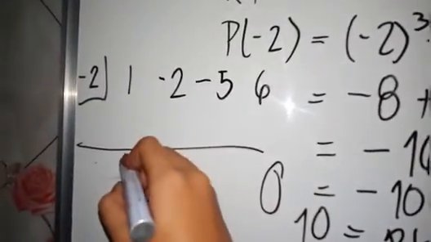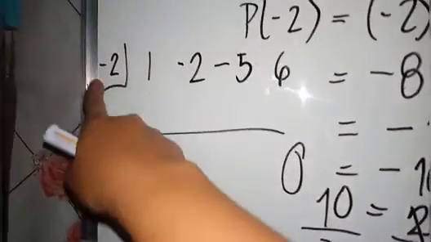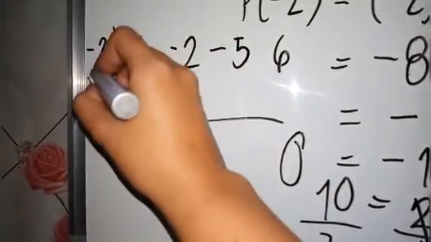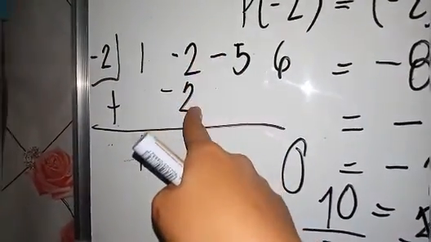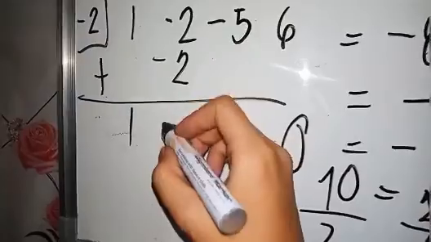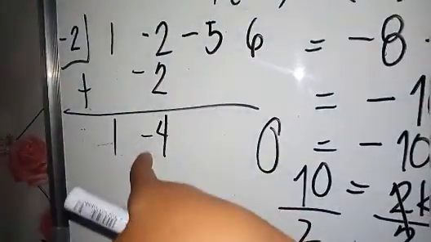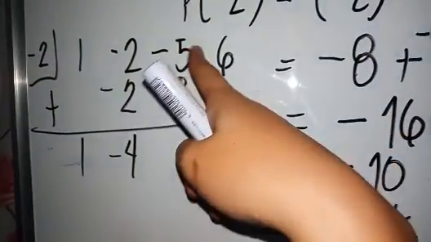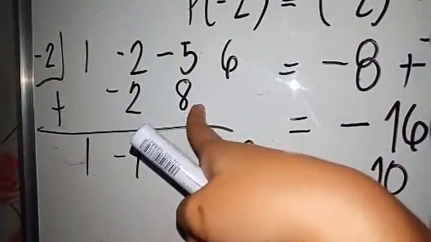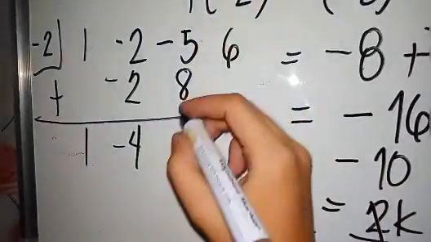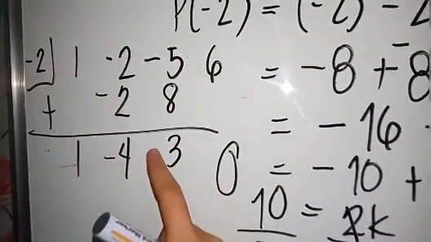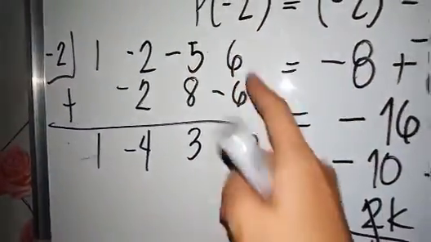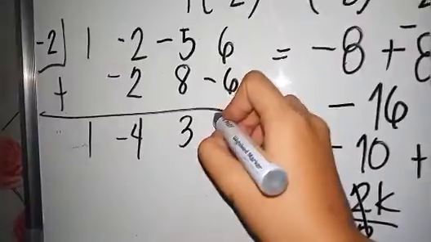So, just copy lang 1. Then, we have 1 times negative 2 will give us negative 2. Then, i-add lang natin yan. Negative 2 plus negative 2 will give us negative 4. Then, negative 4 times negative 2 will give us positive 8. Then, negative 5 plus positive 8 will give us positive 3. Then, 3 times negative 2 will give us negative 6. Then, pag pinag-add natin yan, ang makukuha natin ay 0.